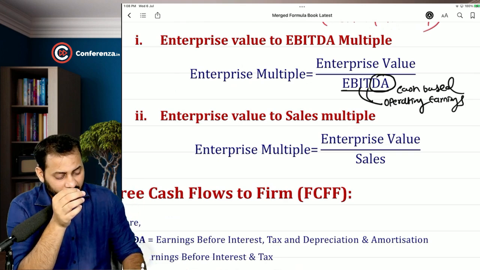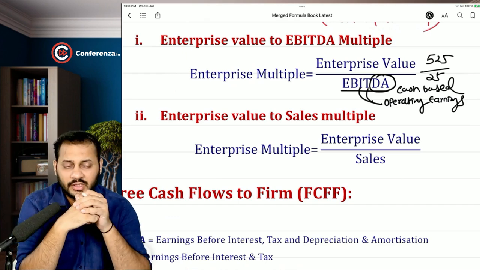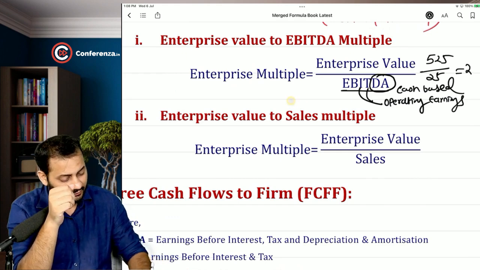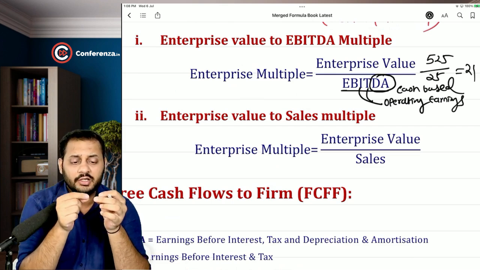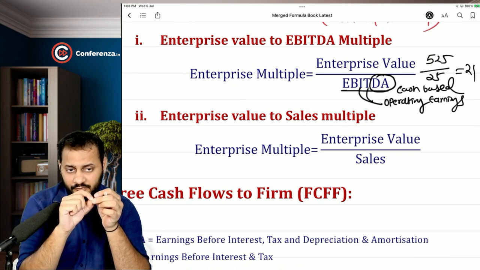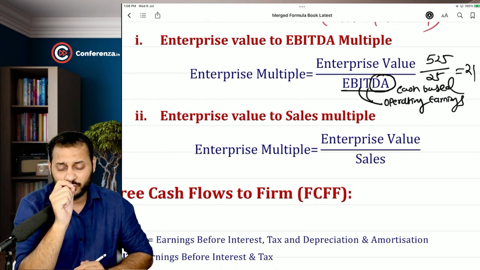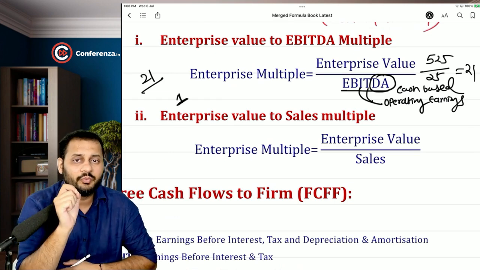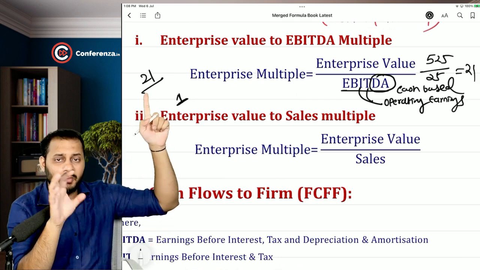So let's say, for example, your enterprise value comes to around 525 crore and EBITDA of the company is 25 crore. At that time, your enterprise value to EBITDA multiple is 21. What does that mean? It means it will cost you 21 rupees to earn 1 rupee of the cash based operating earnings. It will cost you 21 rupees to earn 1 rupee of the EBITDA. We cannot say that we will have to pay 21 rupees because this is not the market price.